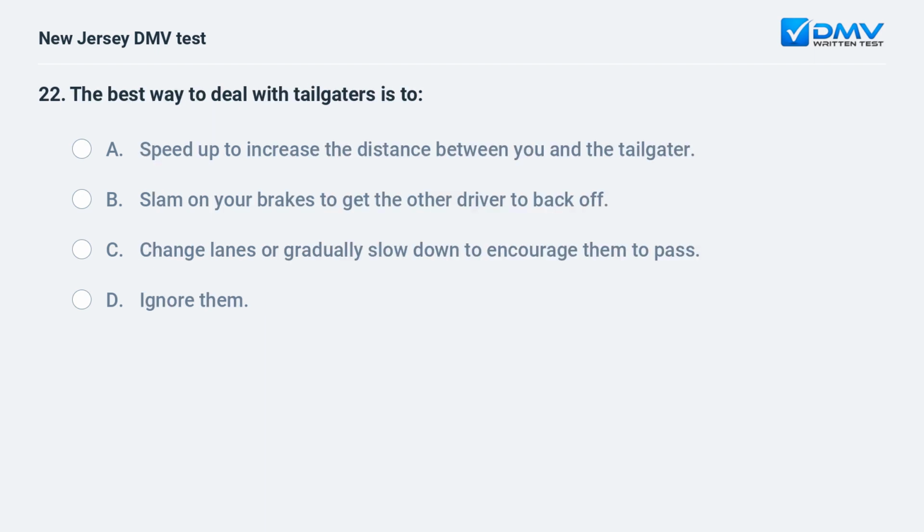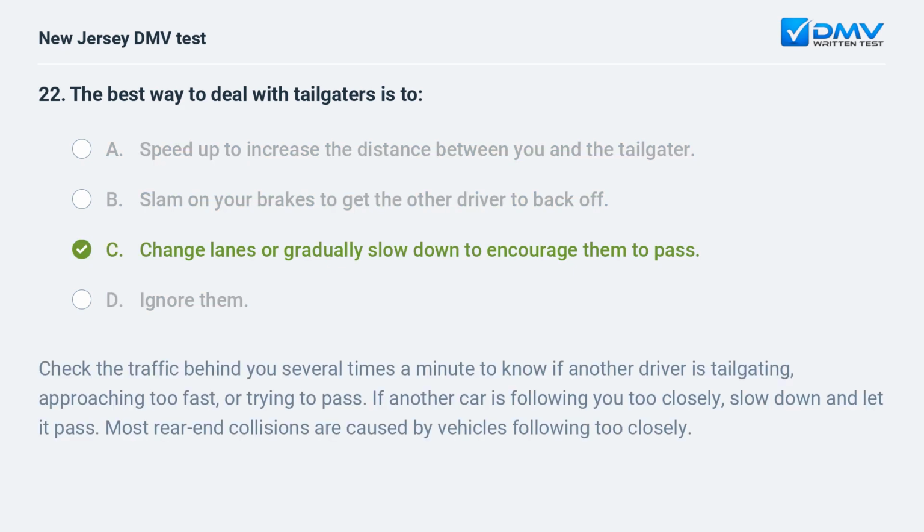The best way to deal with tailgaters is to A. Speed up to increase the distance between you and the tailgater. B. Slam on your brakes to get the other driver to back off. C. Change lanes or gradually slow down to encourage them to pass. D. Ignore them. C. Change lanes or gradually slow down to encourage them to pass.